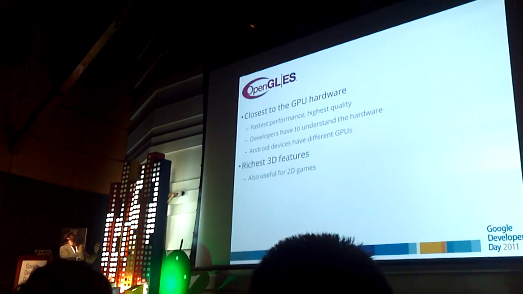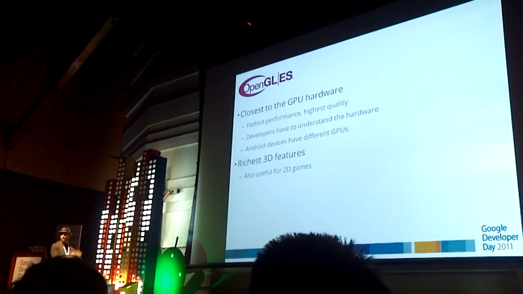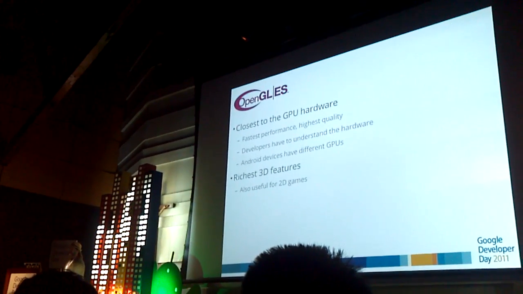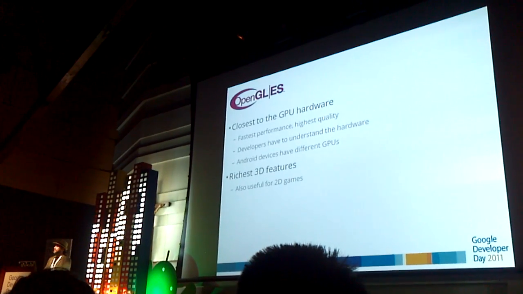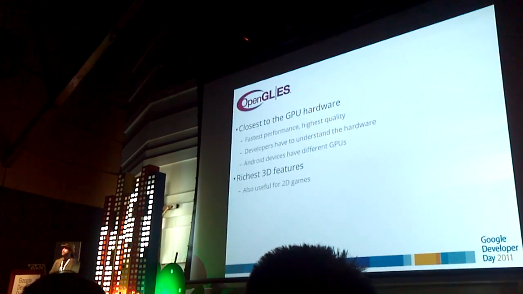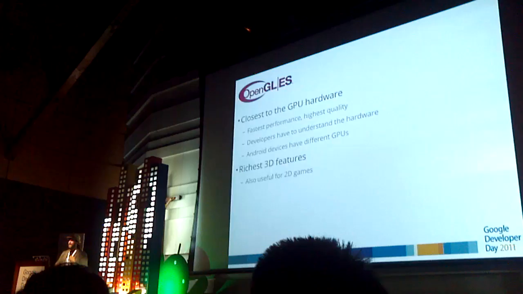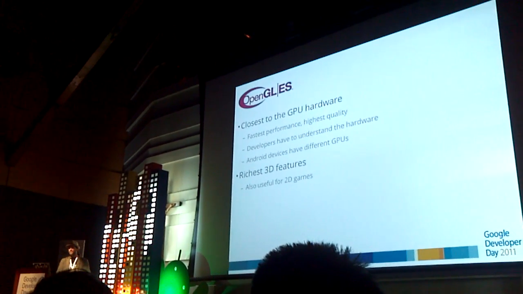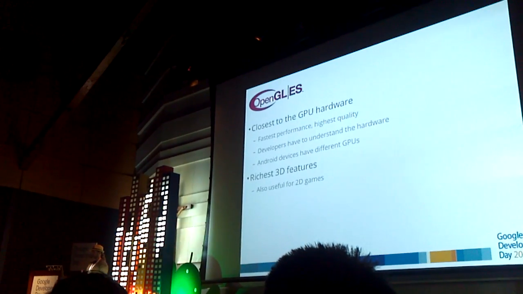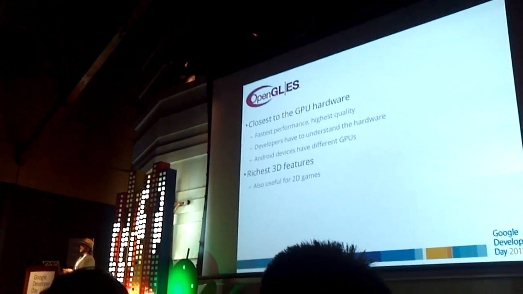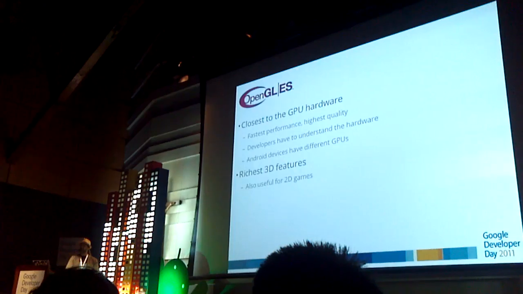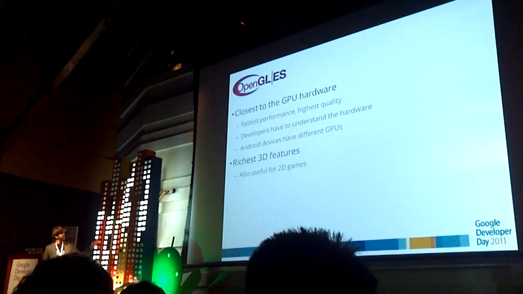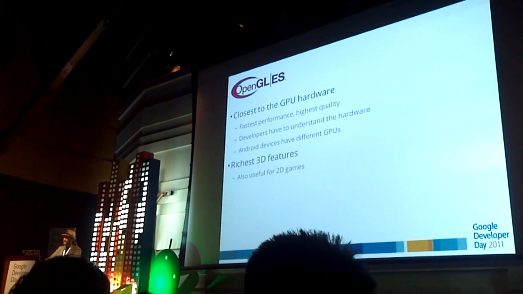OpenGL ES is fast because you get very close to the GPU hardware. It has the highest quality, but the problem is, as a developer, it also doesn't shield you very much from the hardware. You really have to understand how it works. Android devices have different GPUs as well, so you have to know a little bit about what's out there in the world of Android. But it's very rich, and it's very good for fast games.